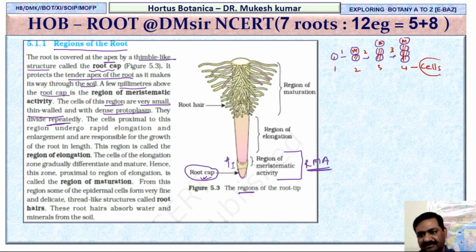So a question will come: if you have to form 4 meristematic cells, how many cell divisions are required? Yes, 3 cell divisions are required. If you have executed 2 cell divisions, how many cells will form?